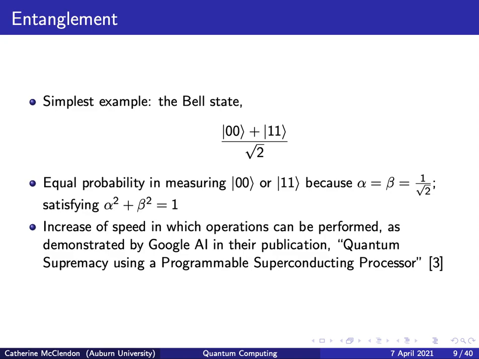Performing operations on an entanglement of states, allowing multiple states to be operated on simultaneously, is taken advantage of in quantum computing, as it is a distinct feature that is impossible in classical computing. And this really increases the speed in which operations can be performed, as demonstrated by Google AI in their publication, Quantum Supremacy Using a Programmable Superconducting Processor.